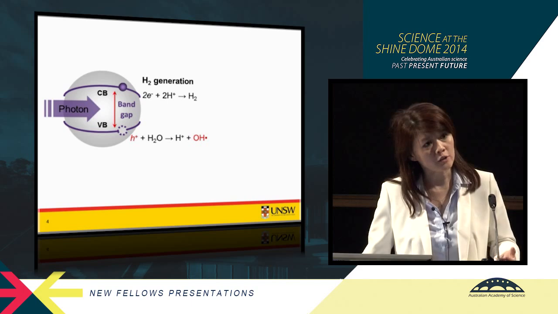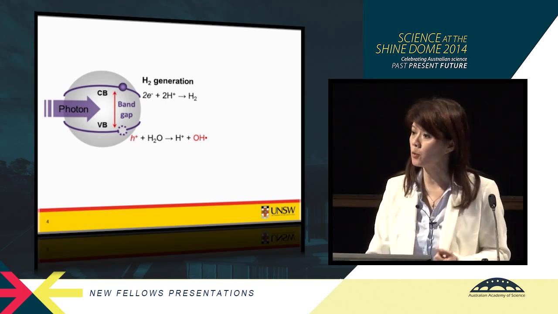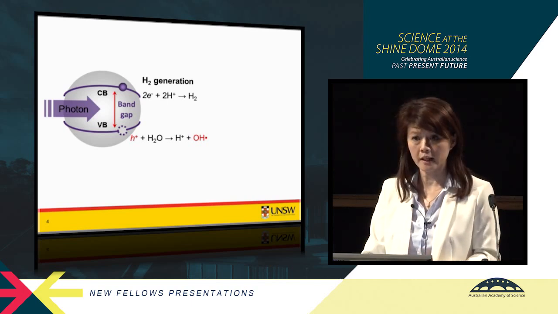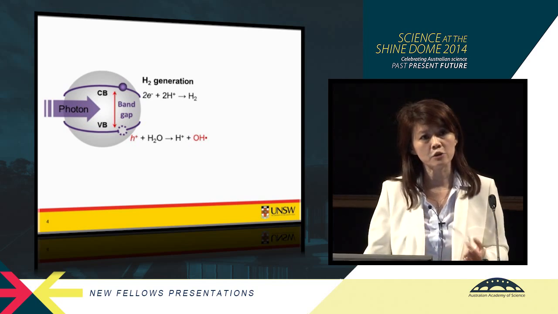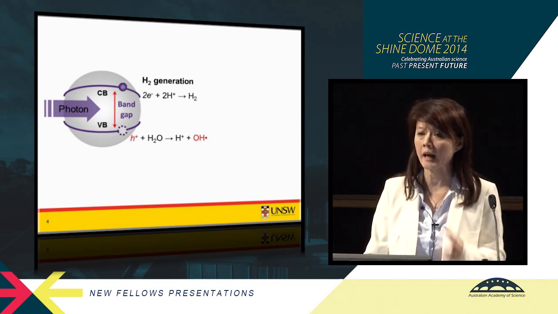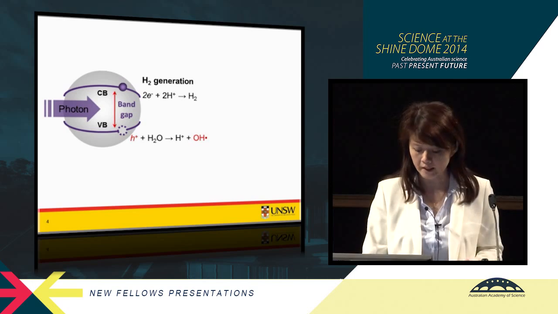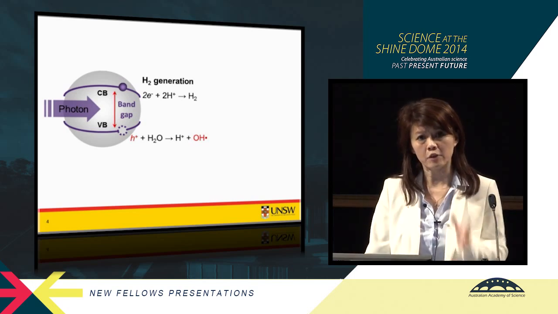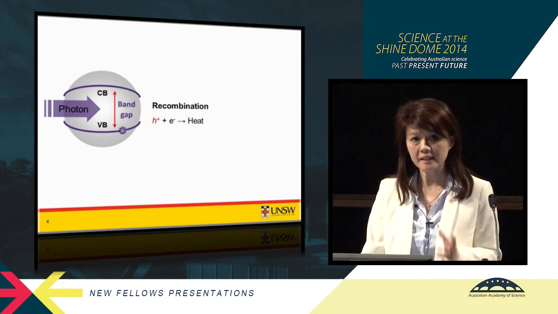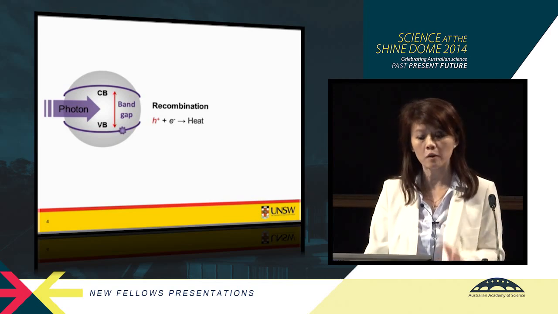Whether you use the electrons for reactions or the holes for oxidation, the most important thing is that you make sure the electrons and holes are captured by the targeted molecules very quickly. Because if they recombine, there are no reactions. And this is critical in designing a good photocatalyst.